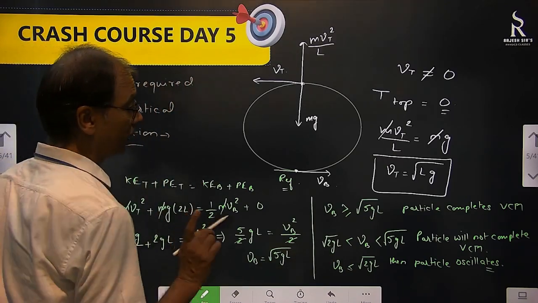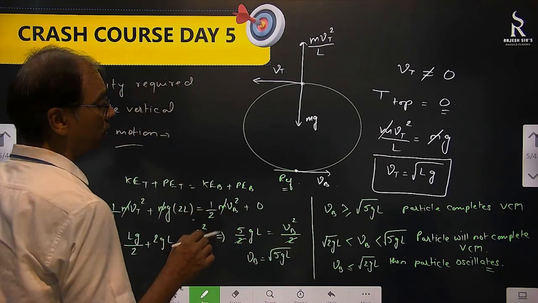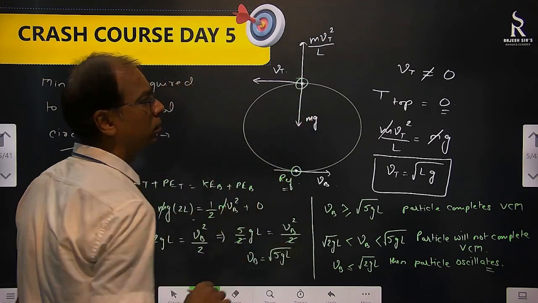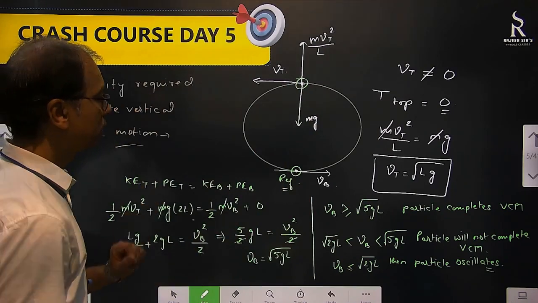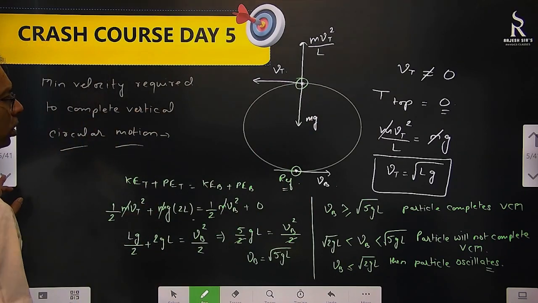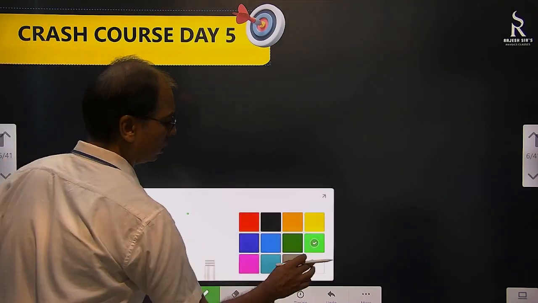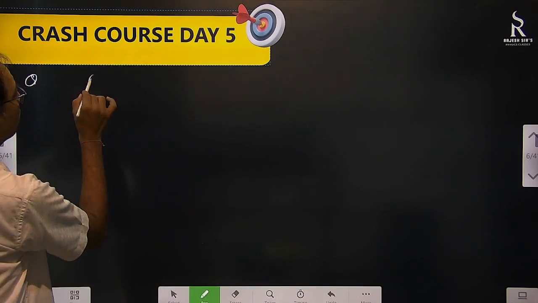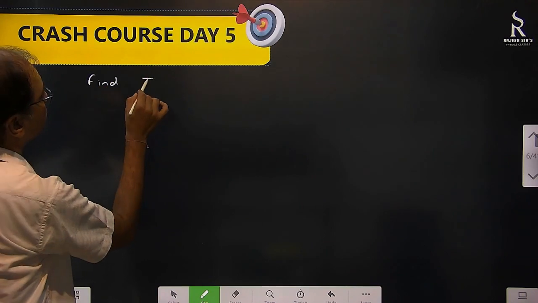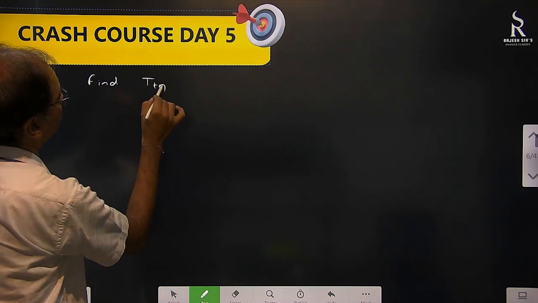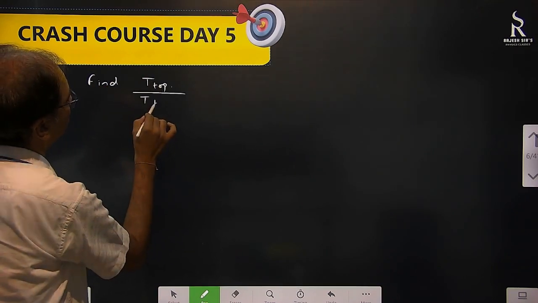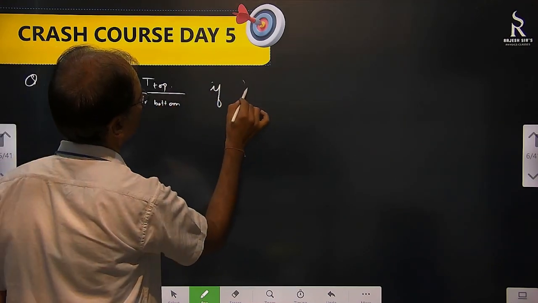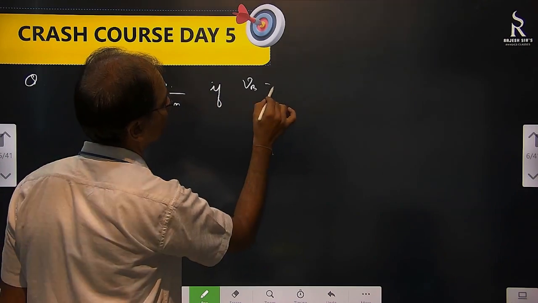Now we are going to find tension. As I told you, tension values are very important. They ask you the ratio of the tension at the top and the bottom. So what is the tension at the bottom? We already know how to calculate tension at the bottom. So now let's see this question here. Find tension at the top to tension at the bottom if Vb, that is velocity at the bottom, is root 5gL.